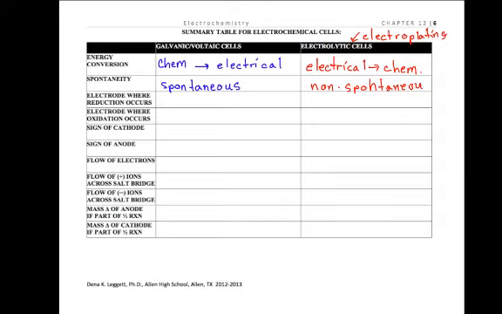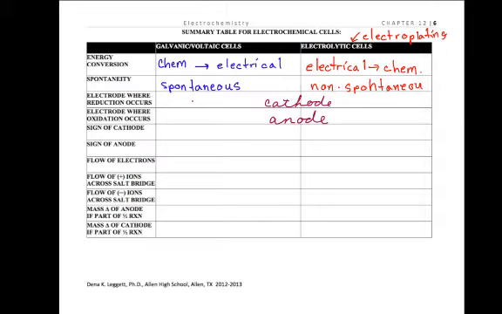What is the same between both of these is the identification of the electrodes. Reduction occurs at the cathode for both. Oxidation occurs at the anode for both, so that's the same.